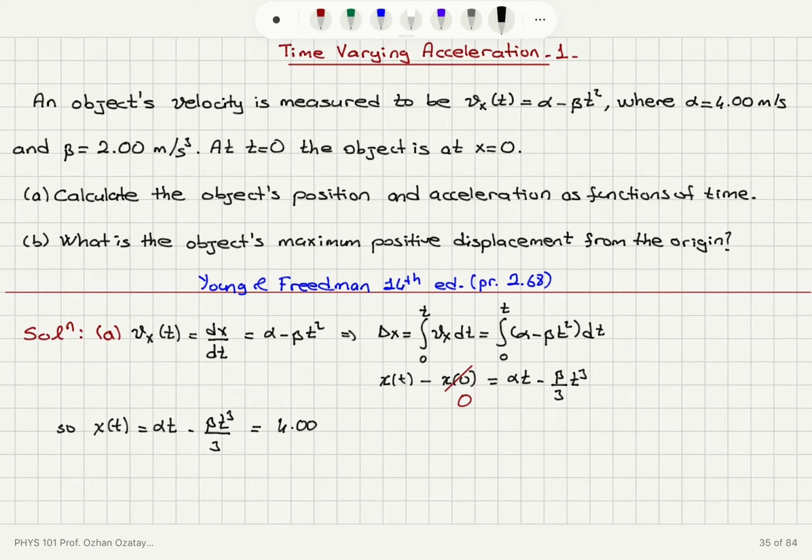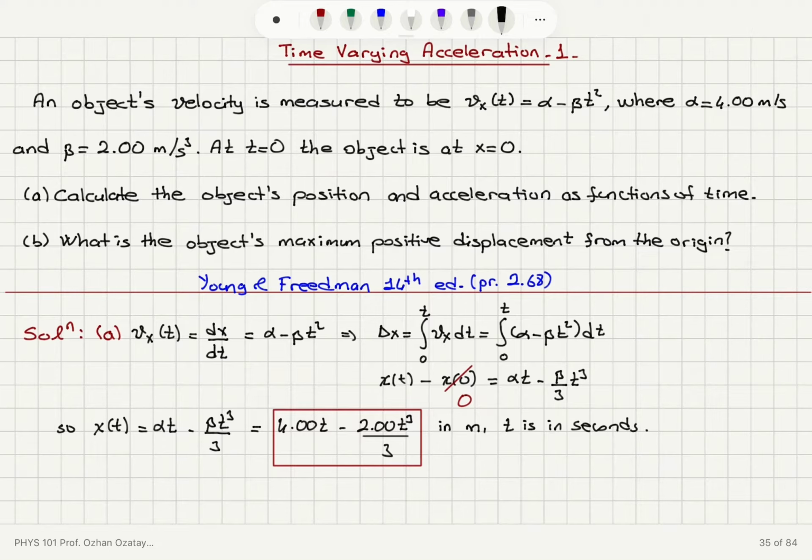4.00 t minus beta was 2.00 t cubed divided by 3. So that would be the answer to position as a function of time. I should note that this is position in meters and the time t is in seconds, so we're using SI units.